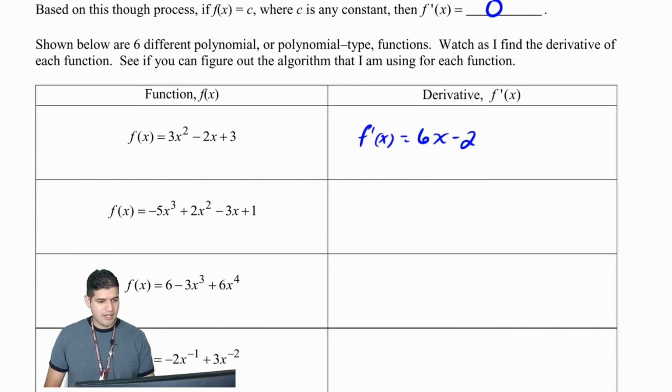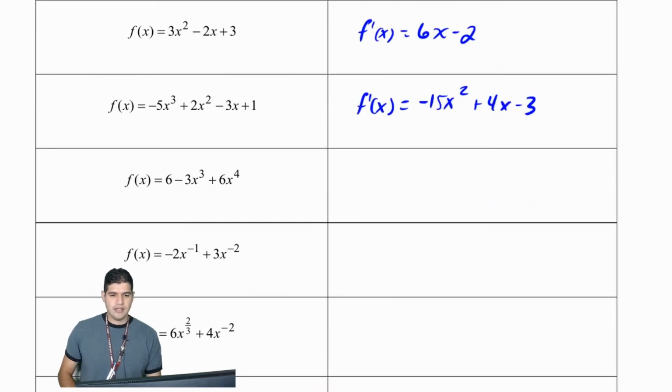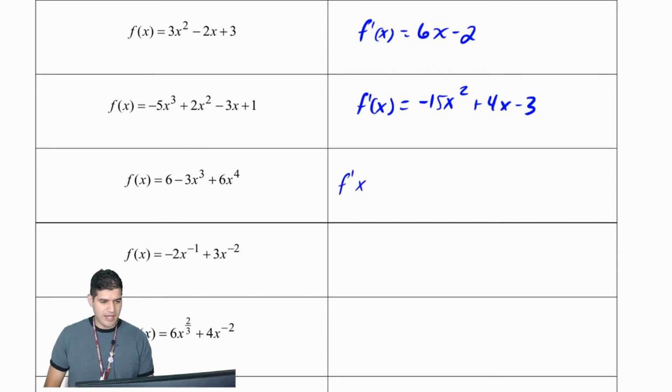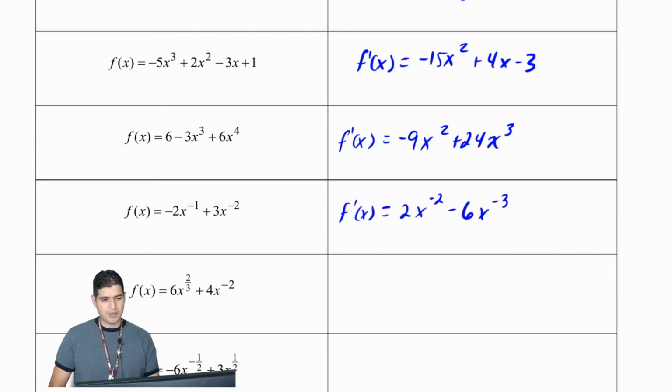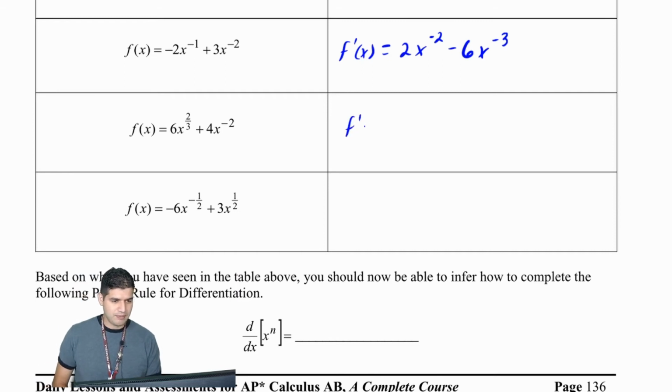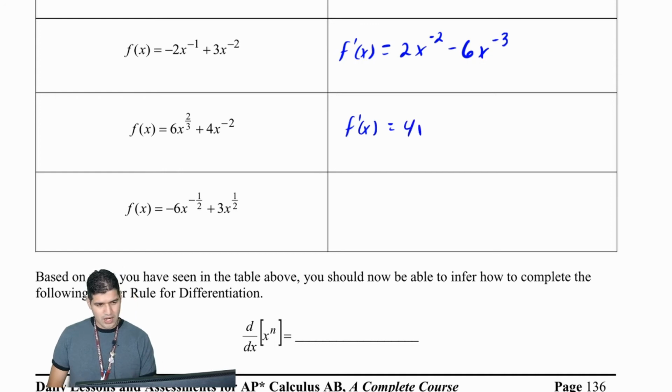In our second one, we have f prime of x equals negative 15x squared plus 4x minus 3. Now for our third one, I'm going to have f prime of x equals negative 9x squared plus 24x cubed. Our next one down is going to be f prime of x equals 2x to the negative second power minus 6x to the negative third power. For our fifth one, I'm going to have f prime of x equals 4x to the negative 1/3 minus 8x to the negative third.